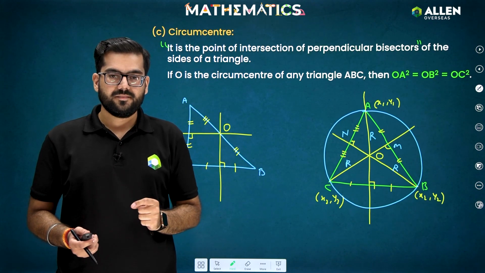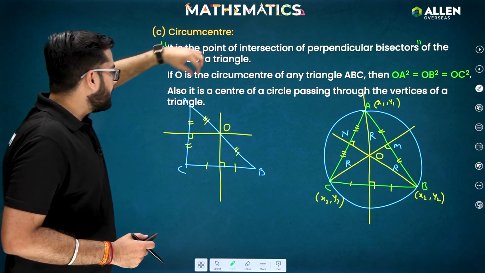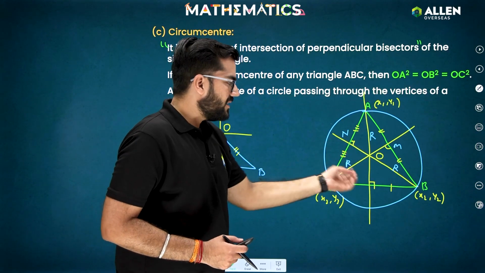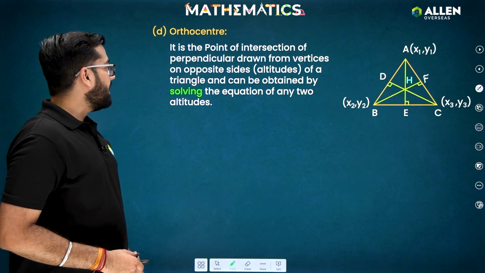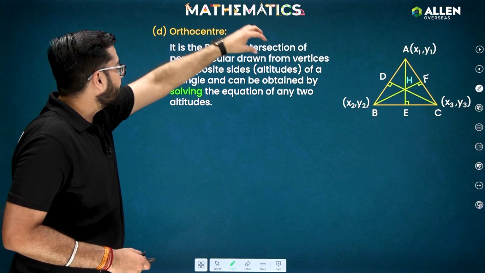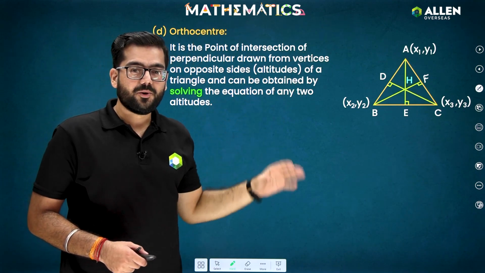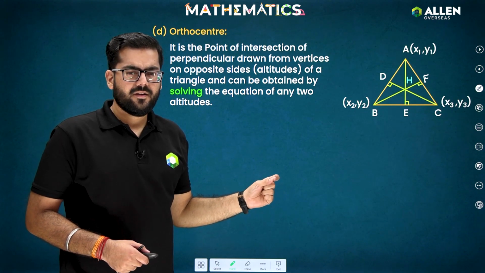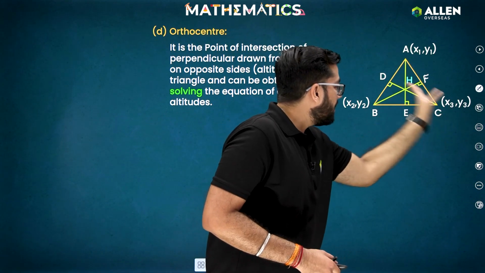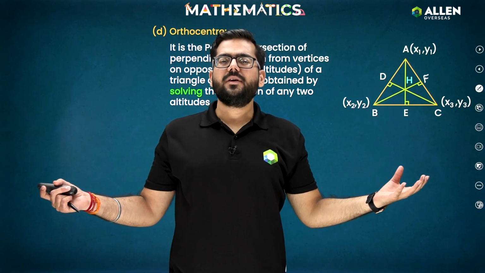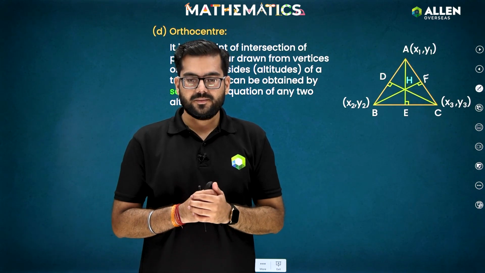Quite easy to understand. Now in the next one, the circumcenter is also the center of a circle passing through the vertices of a triangle, as we have discussed. Now the next one is the orthocenter. The orthocenter is the point of intersection of the perpendiculars drawn from the vertices to the opposite sides, or the synonym is altitudes. You can make an altitude from A, from B, from C. The intersection of your altitudes will be known as the orthocenter. Quite easy to understand and a simple task.